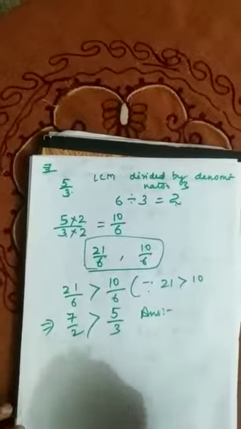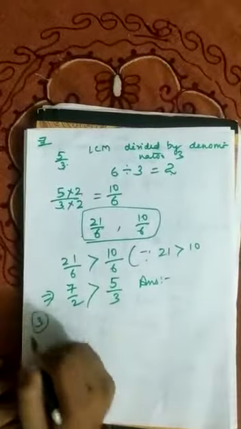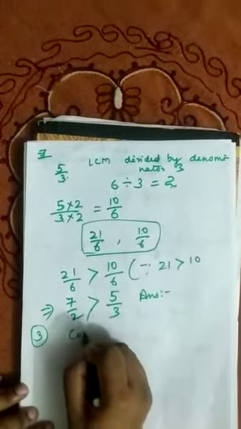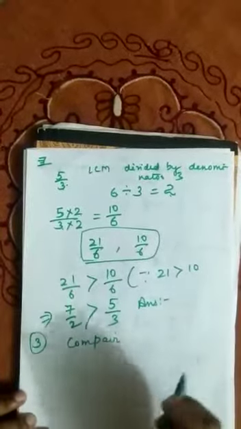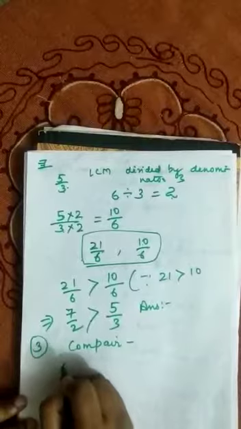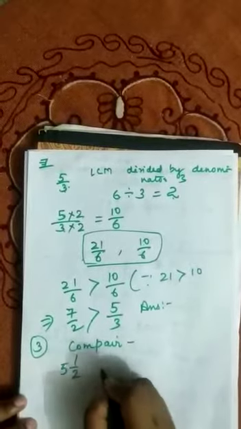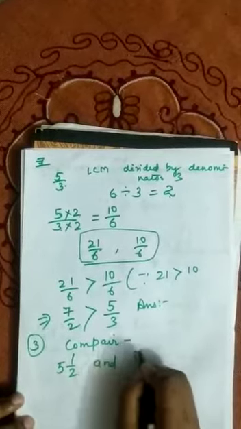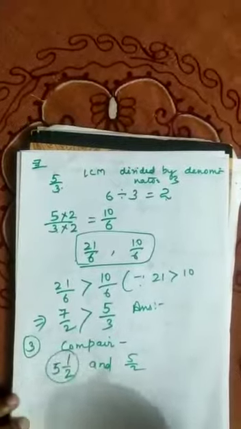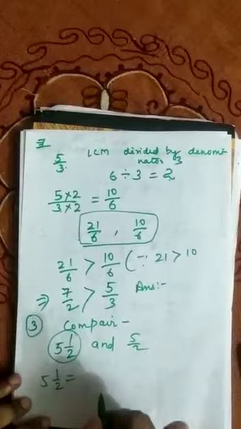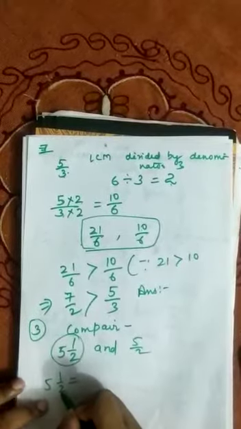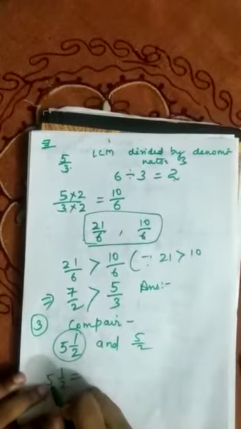Now come to question number 3. In question number 3 also, you have to compare pairs of fractional numbers. For example, 5 1 by 2, which is a mixed number, and 5 by 2. Firstly, we will convert this mixed number into a fraction. I told you in the earlier class how you will convert this mixed number into a fraction.